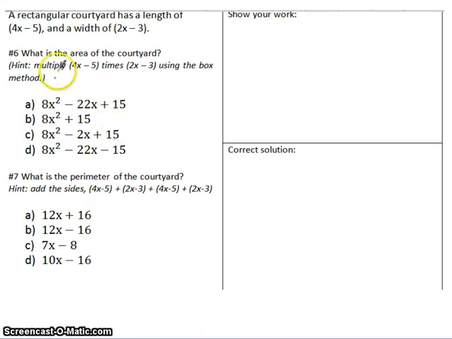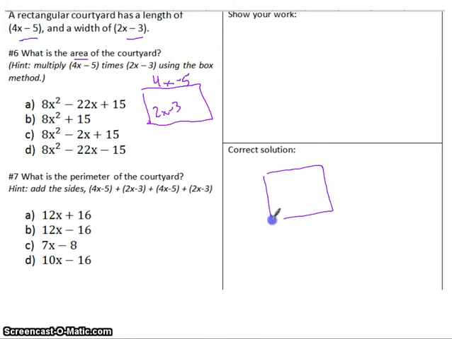Okay, so here I'm multiplying the area. To find the area, I multiply this times this. So I've got a courtyard here, and the length is 4x minus 5, while the width is 2x minus 3. And the first one wants to find the area, and the hint says that means I'm supposed to multiply the length here times the width here to find the area inside. And I do that with the box method.